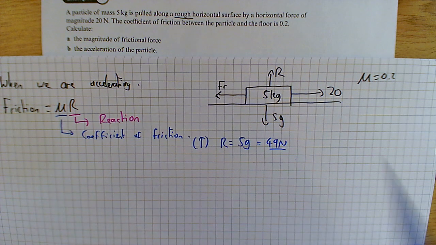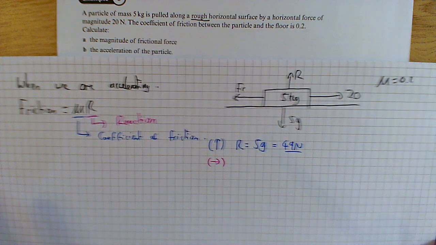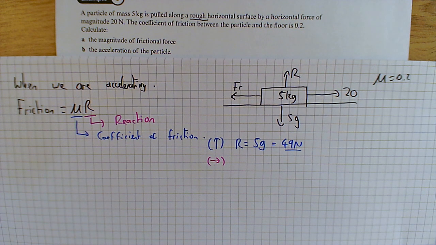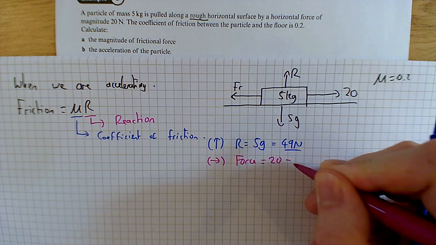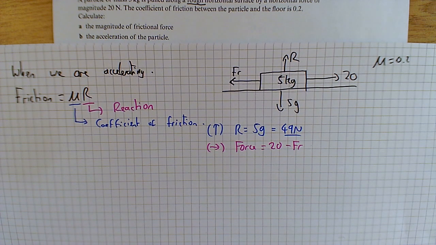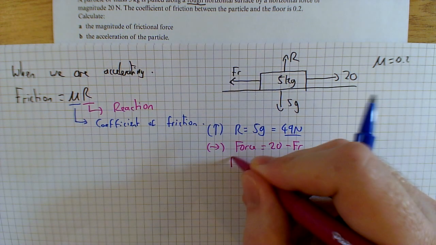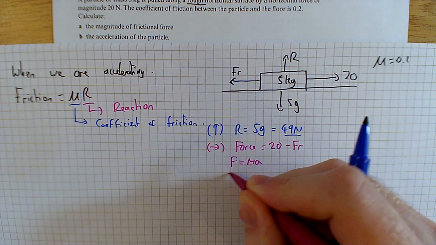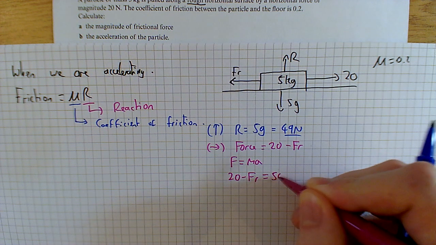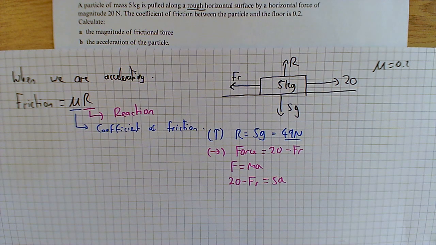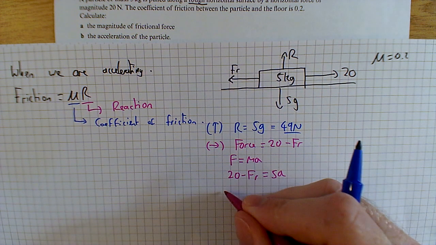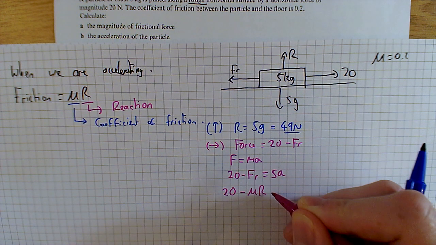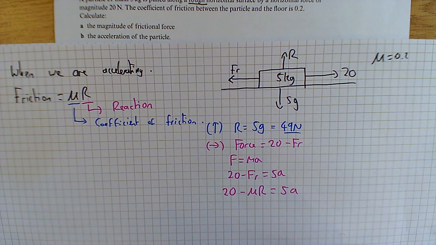On the other hand, when we go horizontally, we know that we're accelerating because it tells us being pulled along, so that the movement is taking place. And if we are accelerating, then we must start with the forces. So we're accelerating in the direction of 20, and then the friction is opposing, so it'll be a negative force. And then we can put this into F equals ma, which is 20 minus friction equals 5a. And of course, a is what we want to find as well as a frictional force. So now, because I know that friction is mu R, I can replace it in my equation. So 20 minus mu R equals 5a.